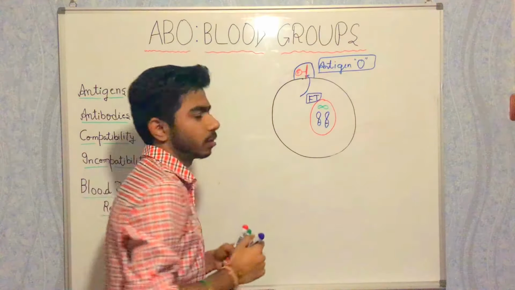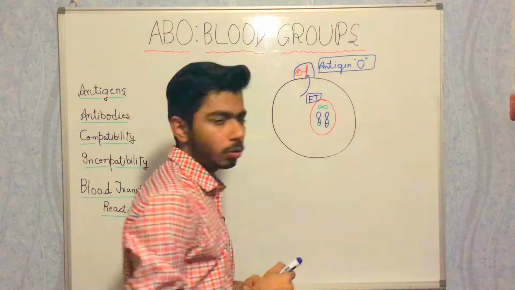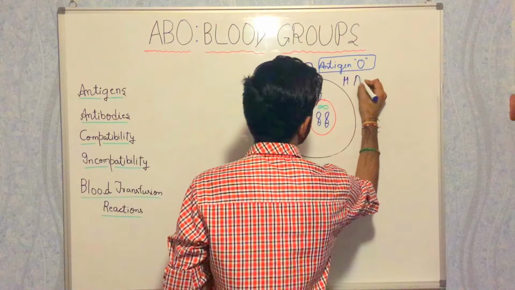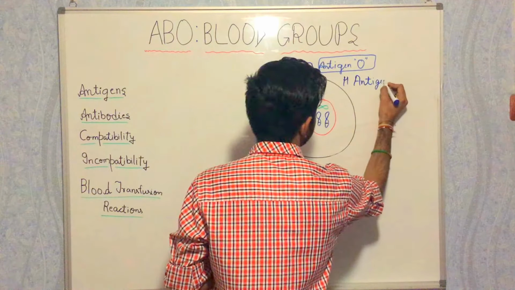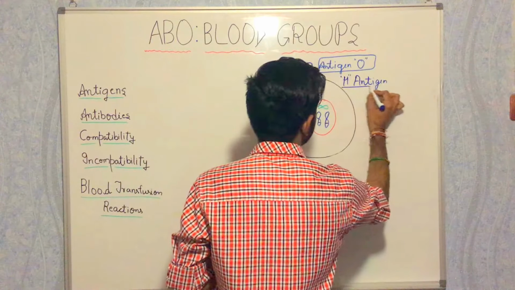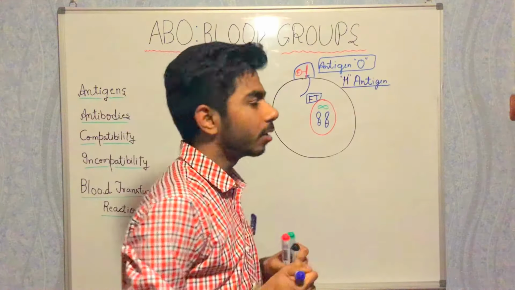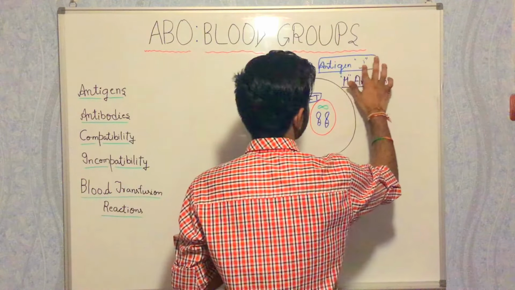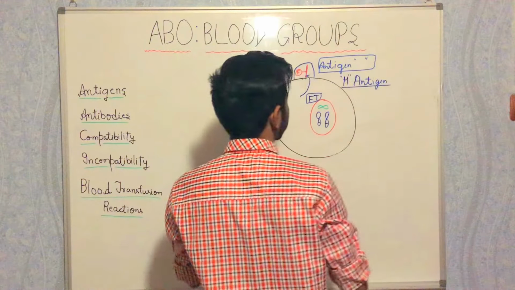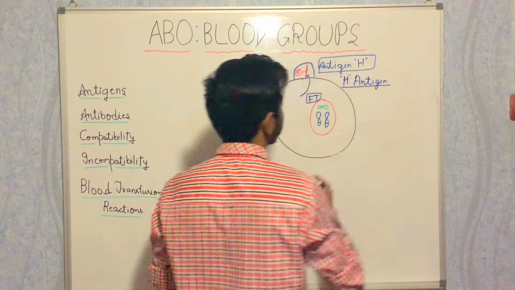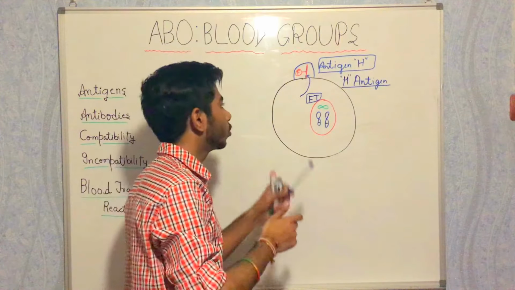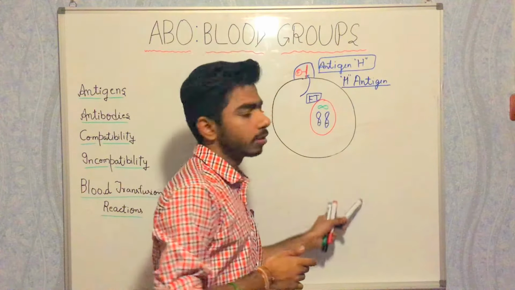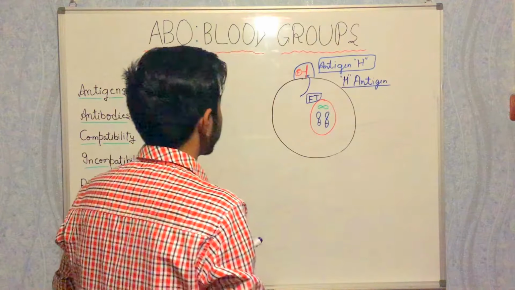Actually, we have one special kind of substance in this blood group O. This is the H antigen. Although we call it antigen O, we should call it antigen H, because as we know, they don't have antigen A or antigen B, but they do have H antigen. Now, let me talk about the other blood groups.